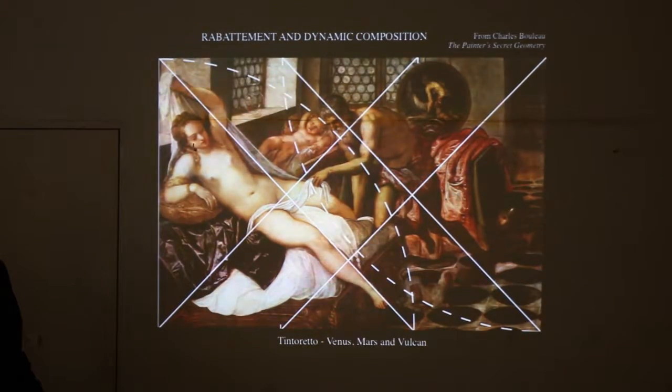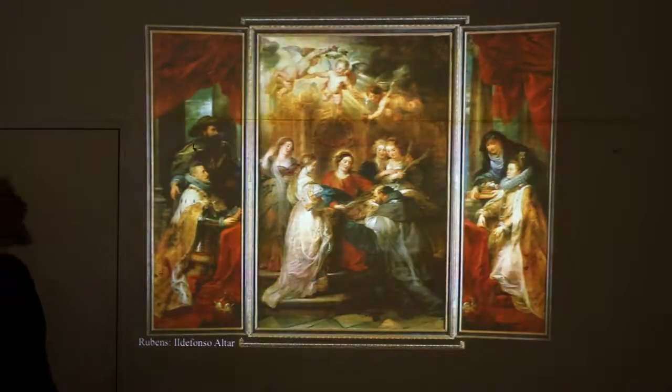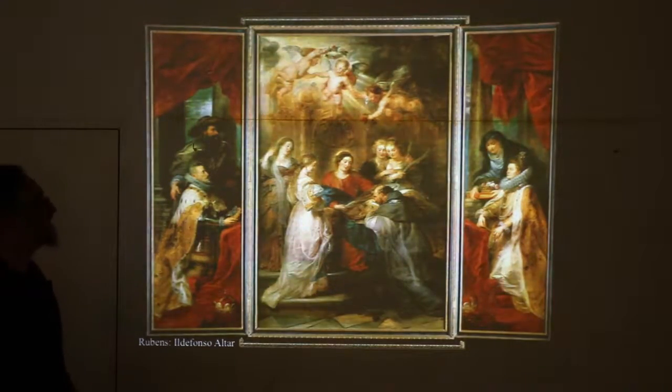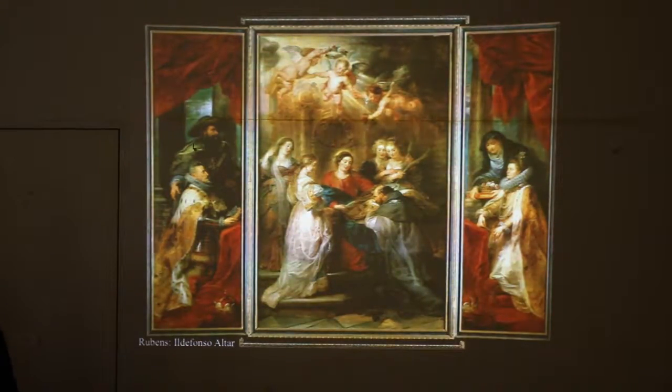And moving on now to another Baroque masterpiece, this one being in the Kunsthistorisches Museum here in Vienna, from Rubens, called the Ildefonso Altar, a triptych. So we've learned certain principles. We let our eye wander over the painting. We ask ourselves, where are the invisible lines? What's important for the artist? The diagonals, the orthogonals, which diagonals? Is there perfect symmetry or not symmetry in this painting?